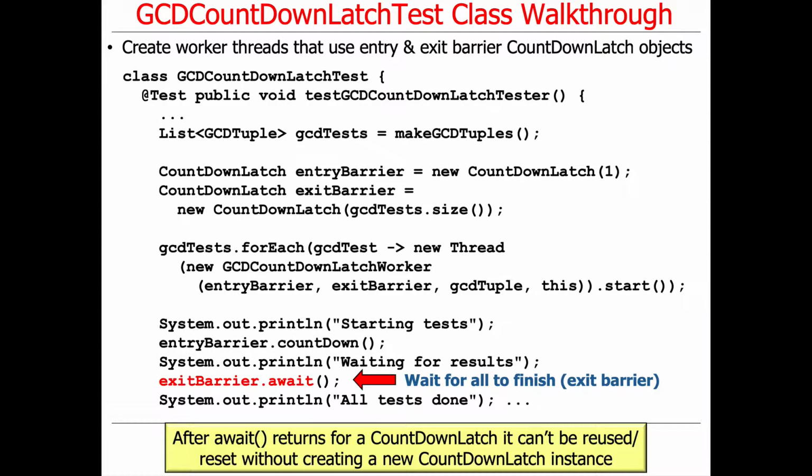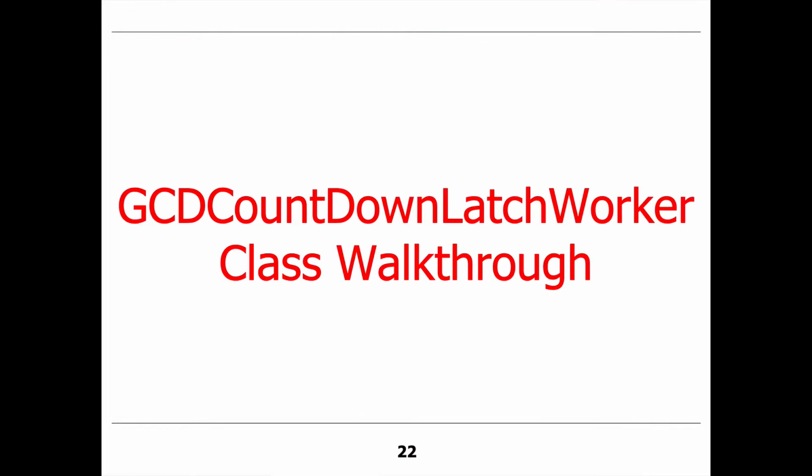This causes the main thread to wait for all the threads running in the background, doing the GCD computations, to finish, and this call will not return until all the other threads have finished. After await returns for a CountDownLatch, it can't be reused or reset without creating a new CountDownLatch instance. So that's the overview of the driver program.